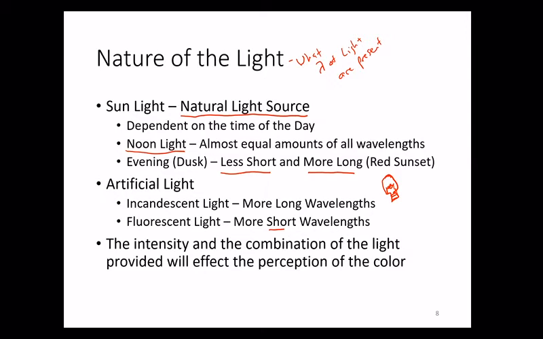Fluorescent lights, on the other hand, are biased towards the blue. They have a higher proportion of short wavelengths present, so it gives everything a bluish tint. LEDs are interesting. I haven't included this on here, but with LED lights, we have the ability to change that. They're going to have varying amounts of color present. And so our ability to perceive color is going to be determined by both the intensity, how bright the light is, and also the proportion of different wavelengths that are present. So that's the nature of the light.